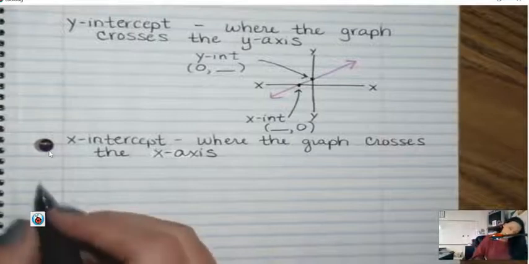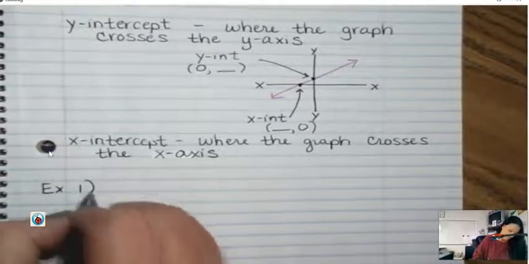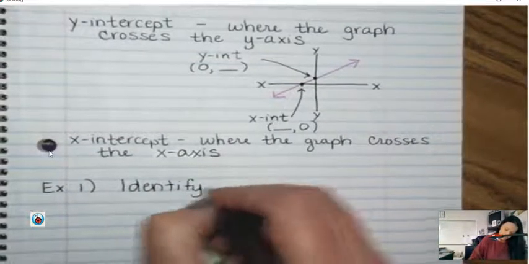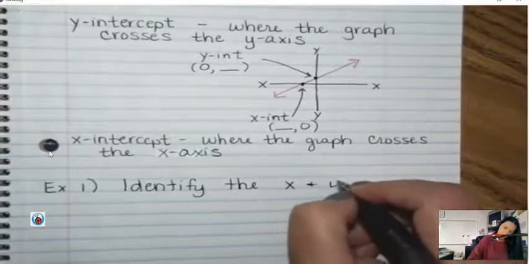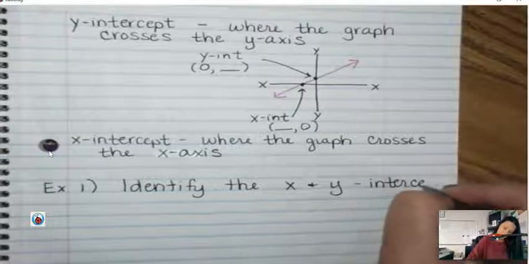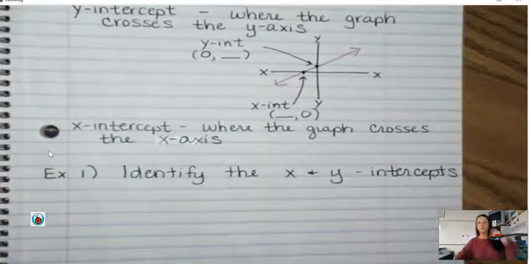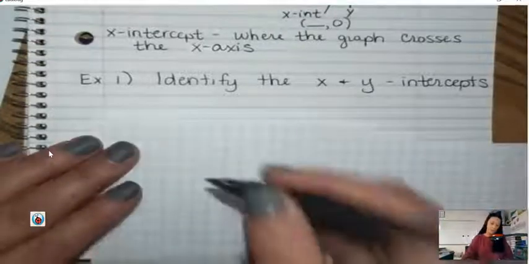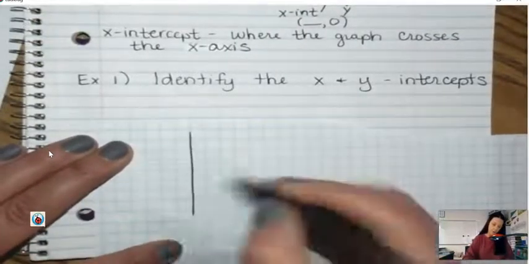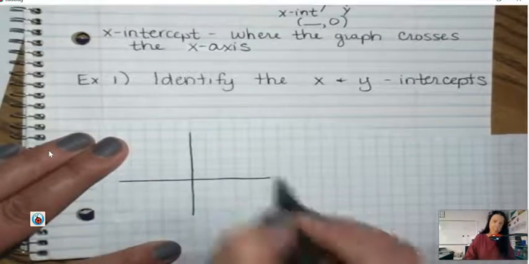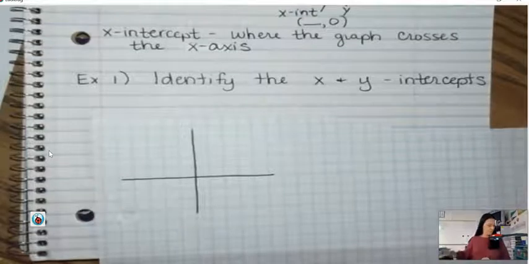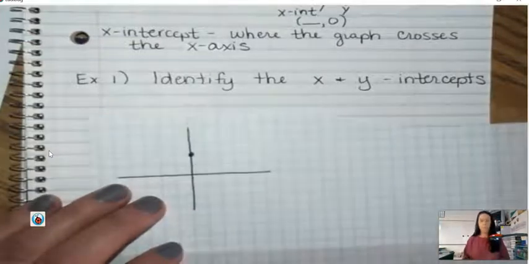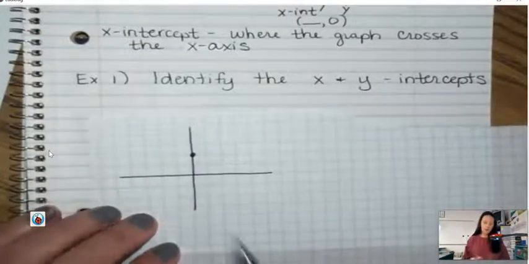Okay, for example number 1, you're going to need some graph paper. It's going to say identify the X and Y intercepts. Go ahead and create an x-axis and a y-axis. Put a dot on the y-axis at +2. So draw an x-axis and a y-axis.